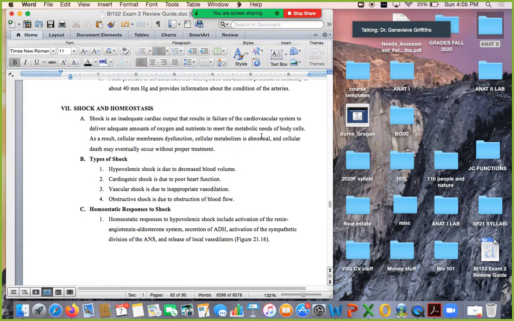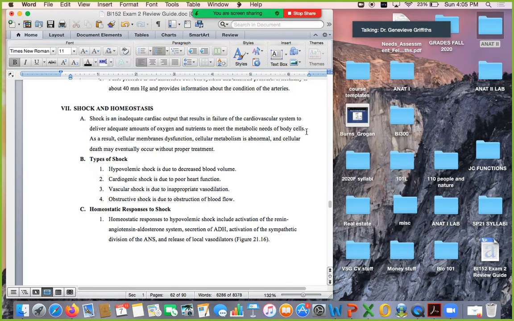Okay, so next we're going to move on to talk about shock. And when we think about shock, most times students have a hard time with the correct definition of shock because basically what they say is low blood supply. And that's true, but really, shock happens when the cardiovascular system is unable to meet the metabolic demands of the cells. And this can happen for a couple of reasons.